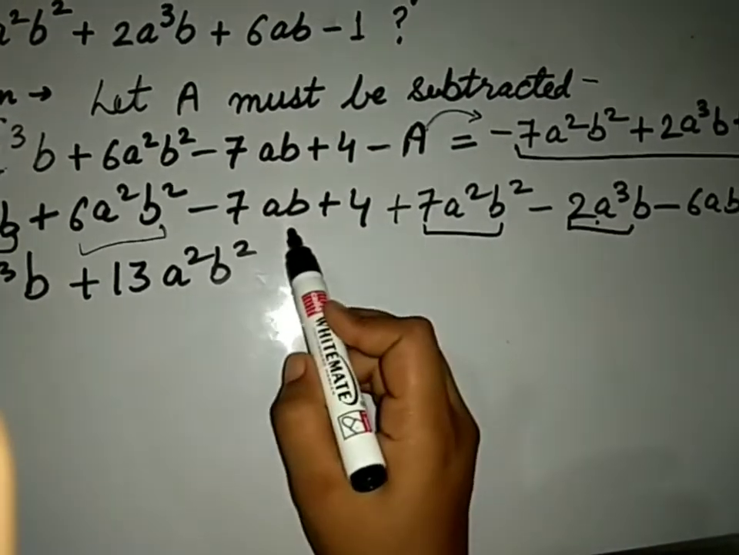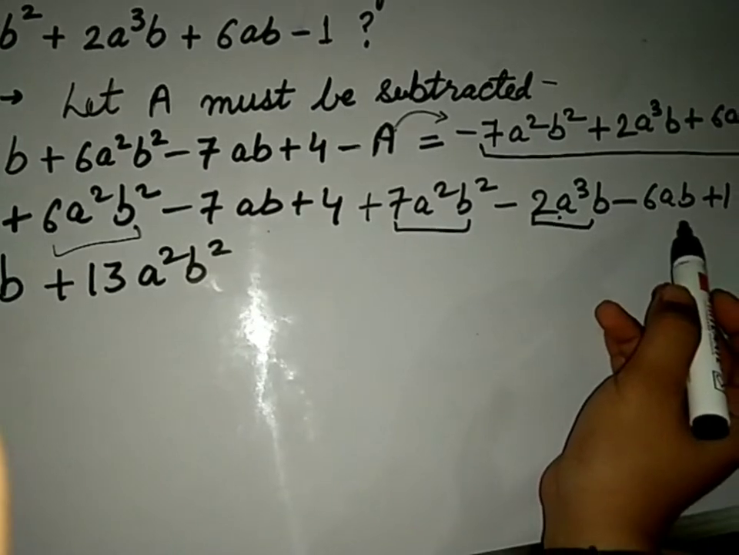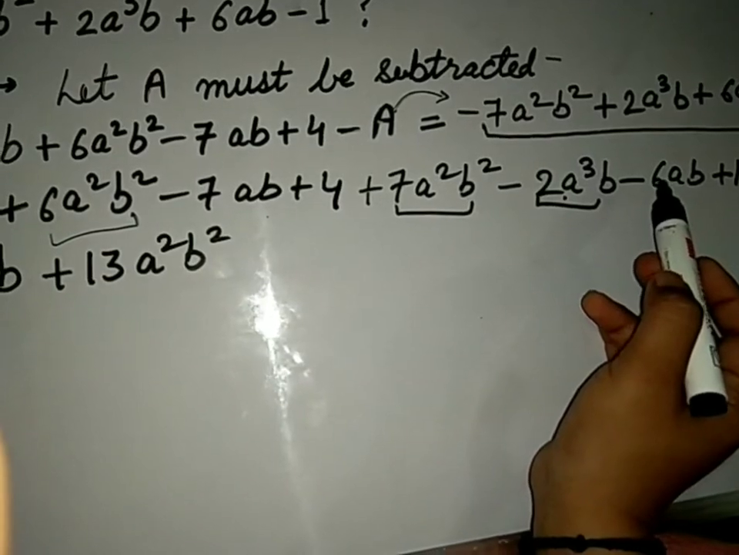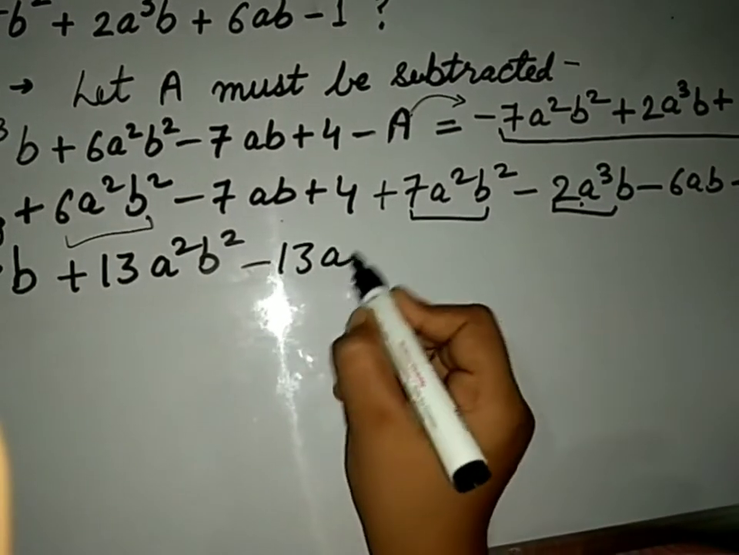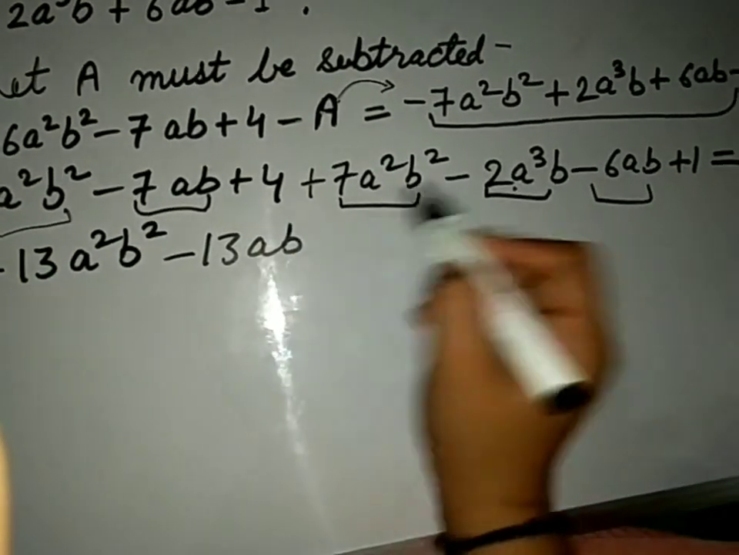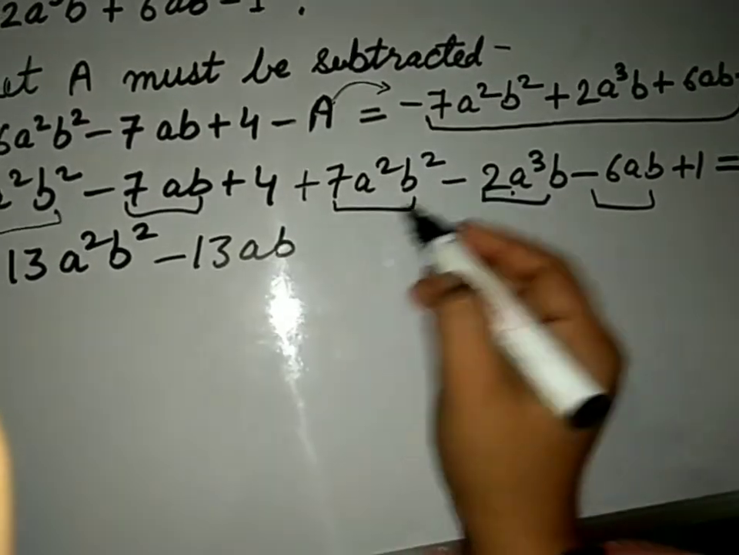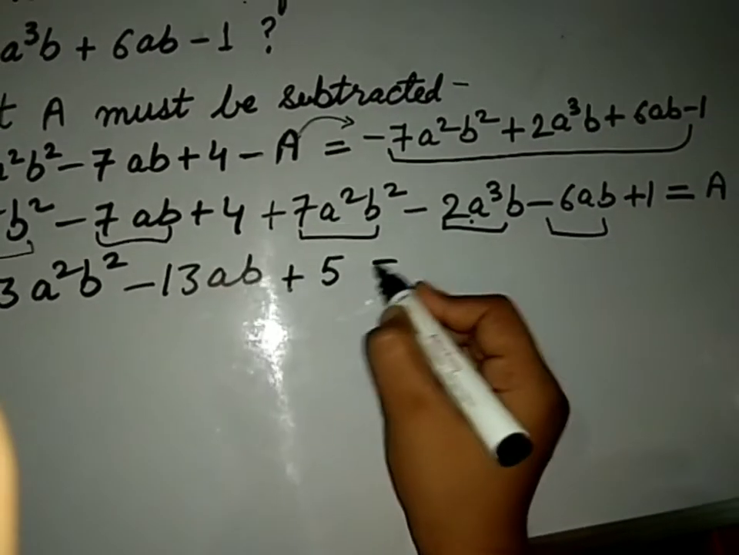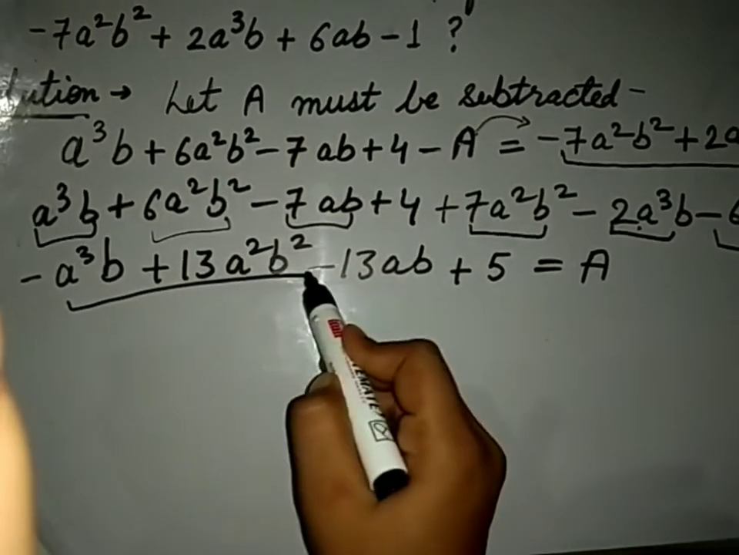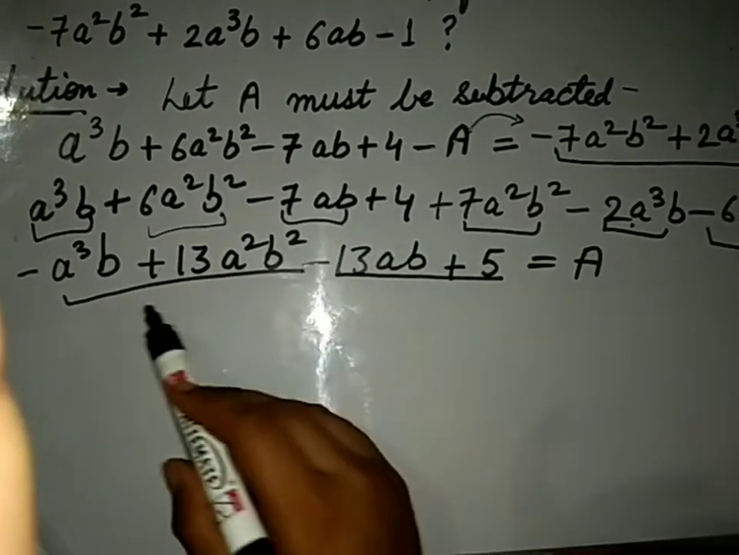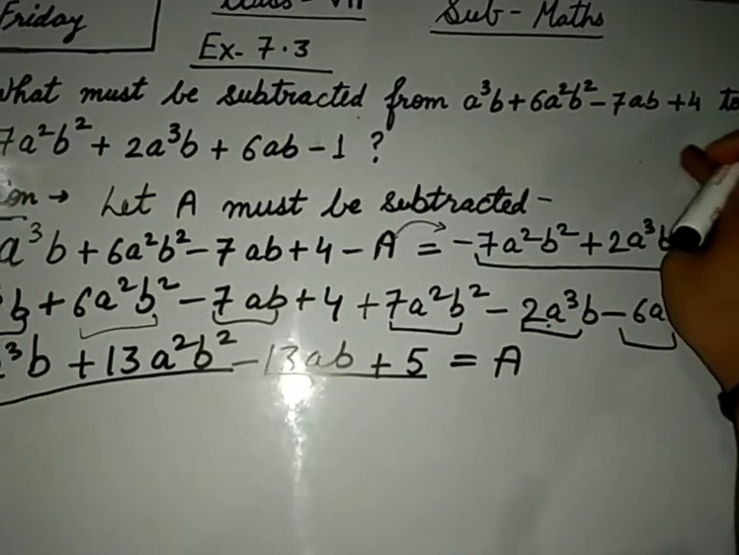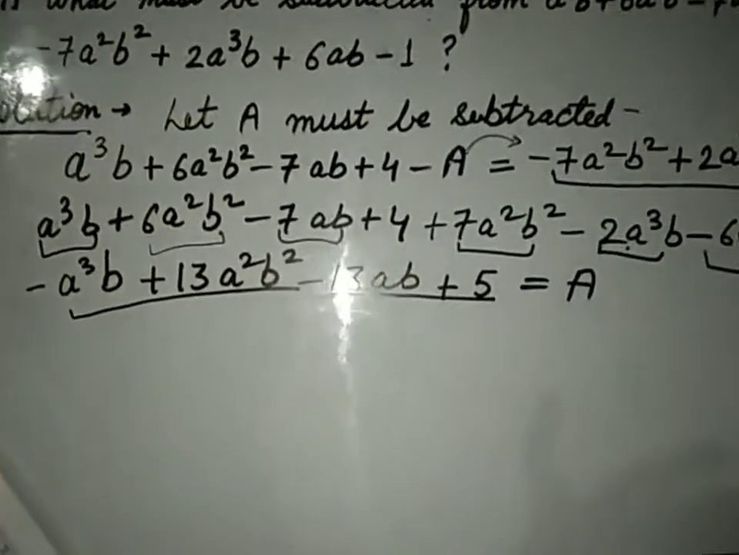So next is minus 7ab and minus 6ab. So students, minus minus becomes plus. So 7 plus 6, 13, minus 13ab. Next, we have solved this. Now 4 and 1 are left. So 4 plus 1 equals 5 and equal to A, as it is we will write. So it is the value of A, students. Means this algebraic expression has to be subtracted from this expression to get this answer. Okay, so it is the answer.